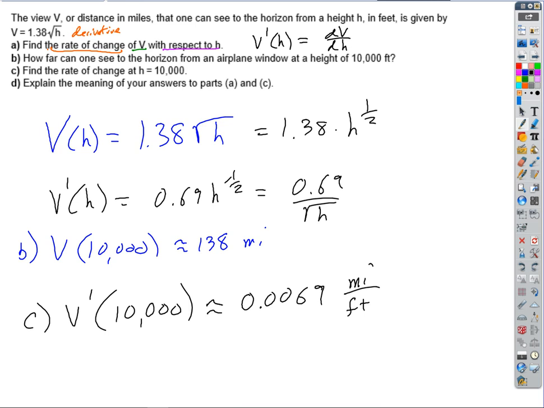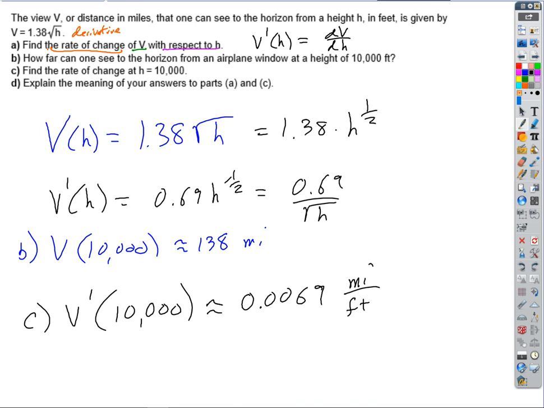Is it like how many miles you can see for how many people? Well, at 10,000 feet, I can see about 138 miles out there. But if I'm increasing, if I'm still moving up, let's say that I'm walking up the mountain.